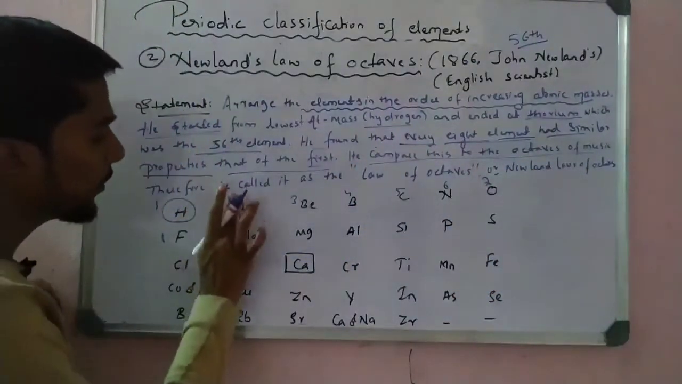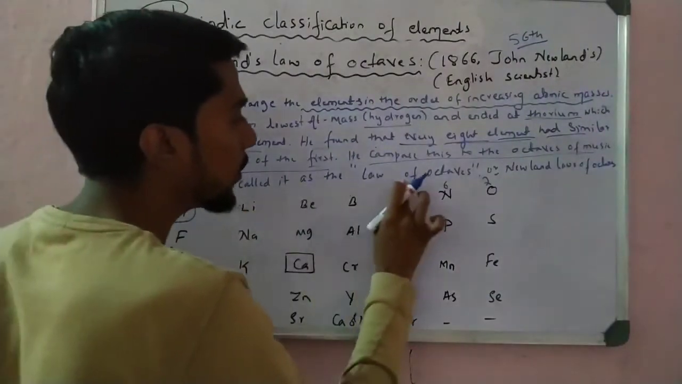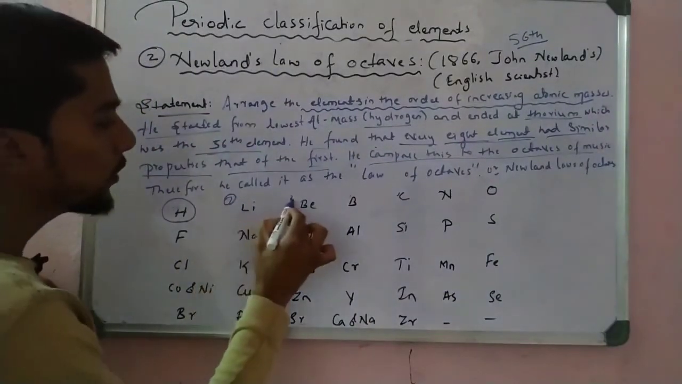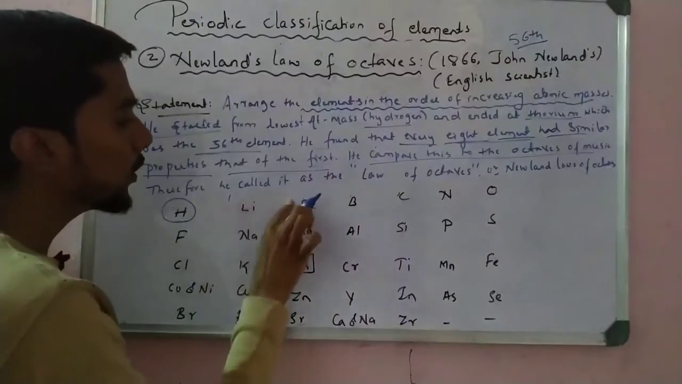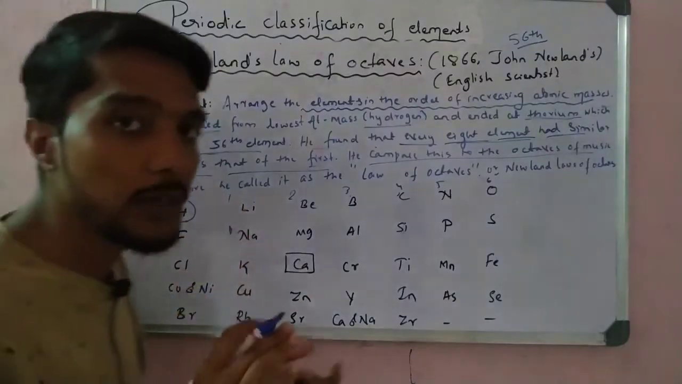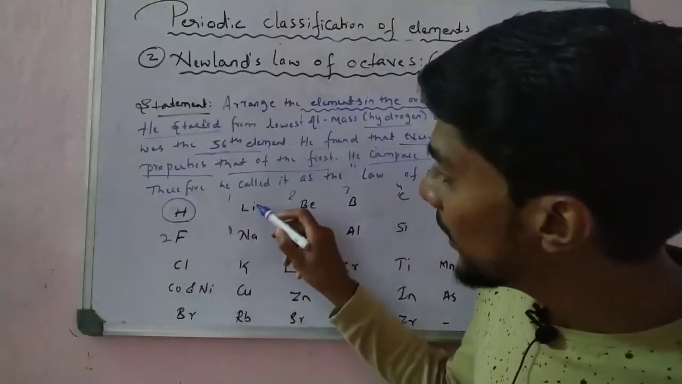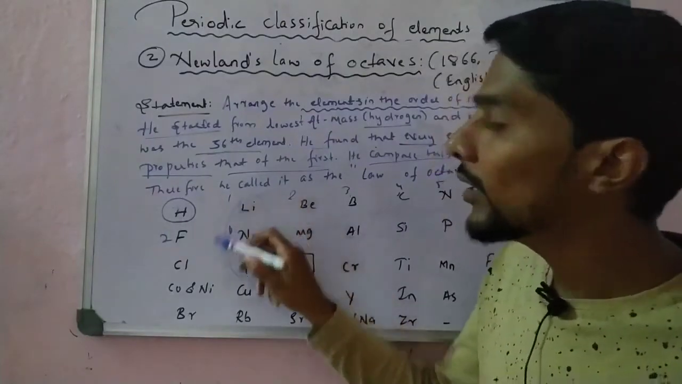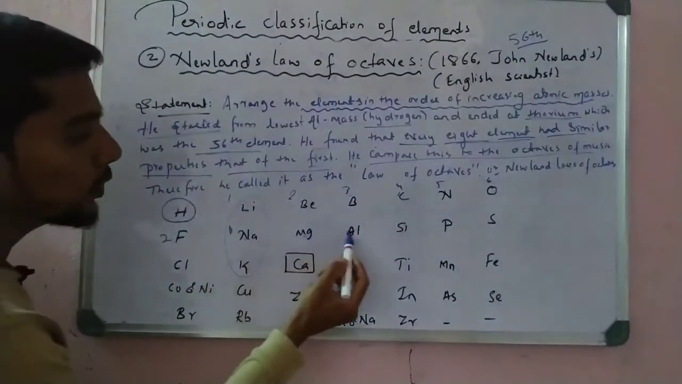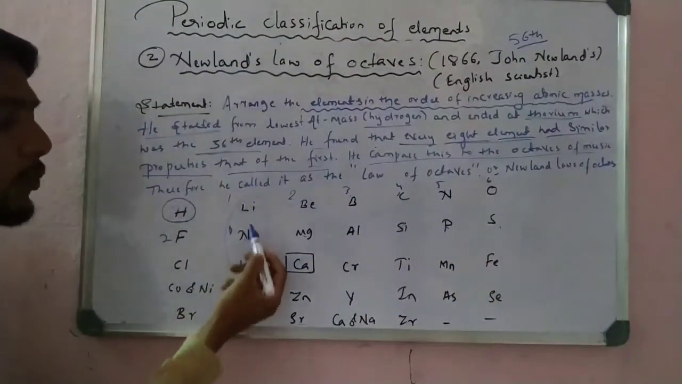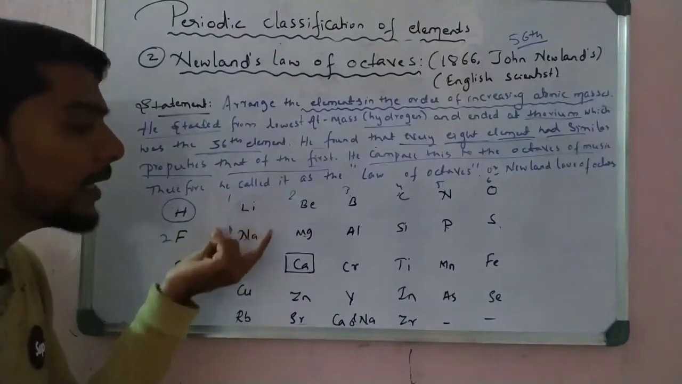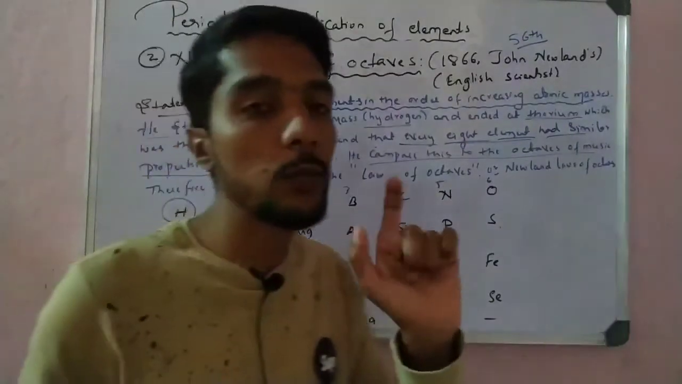If I start the counting from anywhere, you get a similar property. For example, I count from lithium. Lithium is 1, then 2 3 4 5 6 7 8. Observe again, lithium and sodium are similar, because in the table we observe that lithium, sodium and potassium were the first triad of Dobereiner. So observe that it matches. Then I count from here 1 2 3 4 5 6 7 8. Again sodium and potassium match. So this is true, right? We observe that every first element and the eighth element have similar chemical properties.